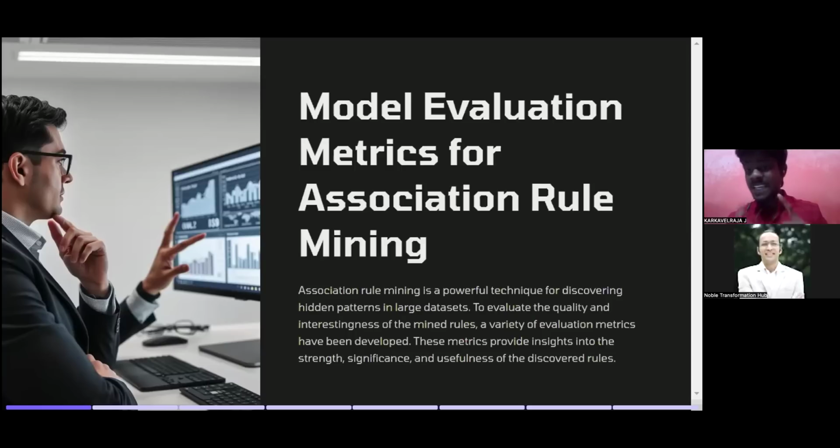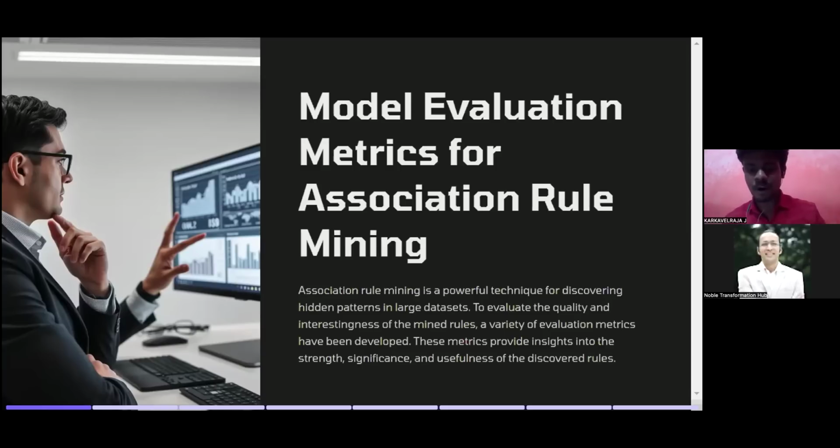Why do we need evaluation, guys? We don't know how our model is working. We can train our model, but without evaluation metrics in place we don't know the accuracy of its predictions. So now we are going to see model evaluation metrics for association rules. Now let's see them one by one.